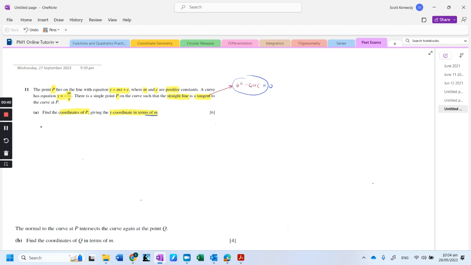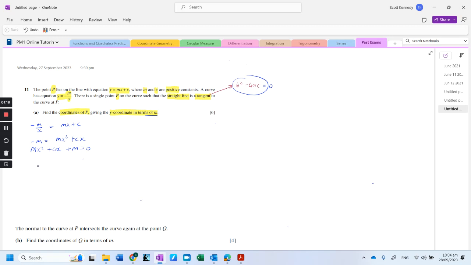Okay, so first step, find out where these two things meet by making the line and the curve equal to each other. Multiply both sides by x to give mx squared plus cx. Then move everything over to one side. So mx squared plus cx plus m equals 0.